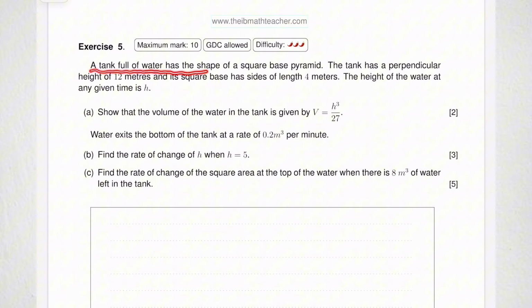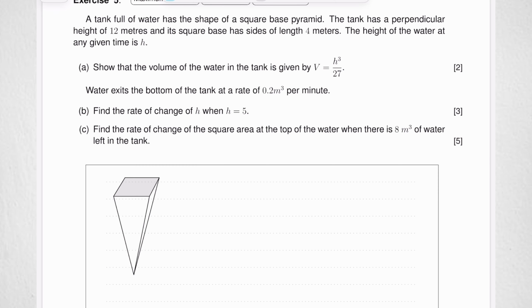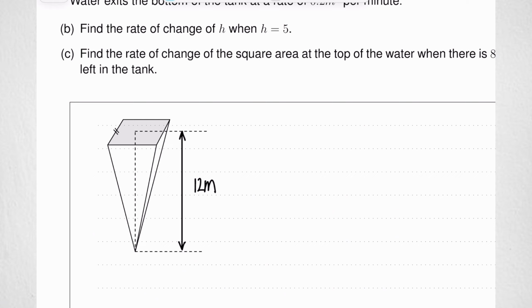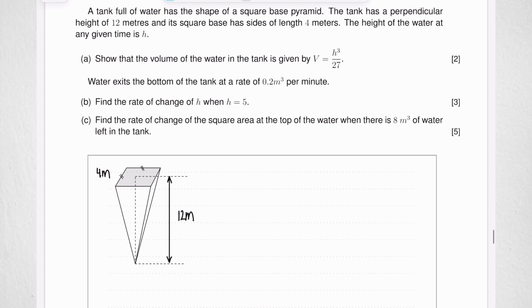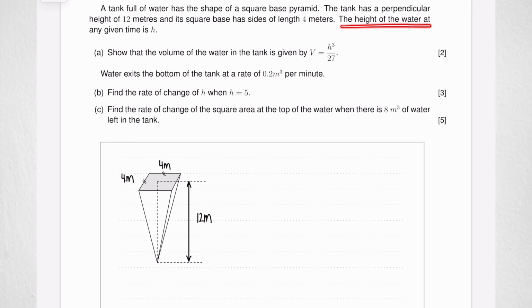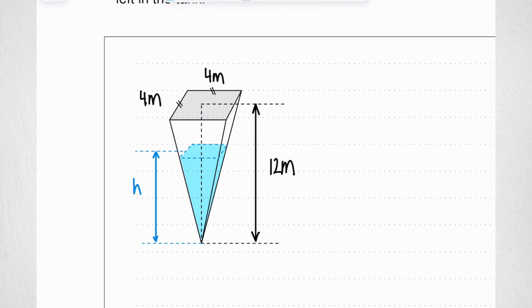And for this last exercise, exercise number 5, we're going to tackle a related rates problem, one that involves a square base pyramid. Let's get to it. This is the last one. So we have a tank full of water that has the shape of a square base pyramid. This tank's perpendicular height is 12 meters, which means that from here to here, this height is 12, and this square base is 4 by 4. And we are going to use the letter h to specify the height at any given moment, the height of the water. So the water level is h.